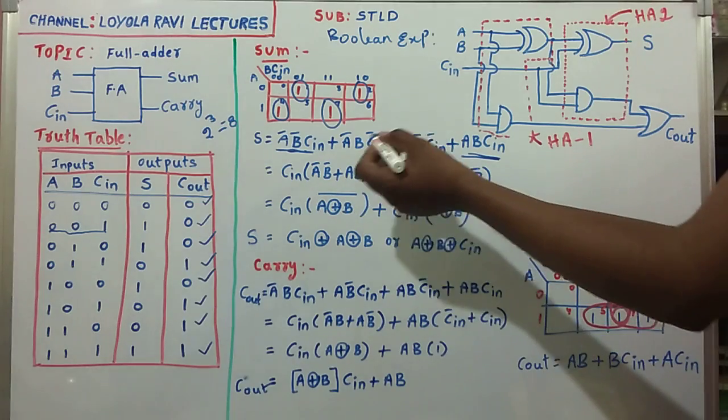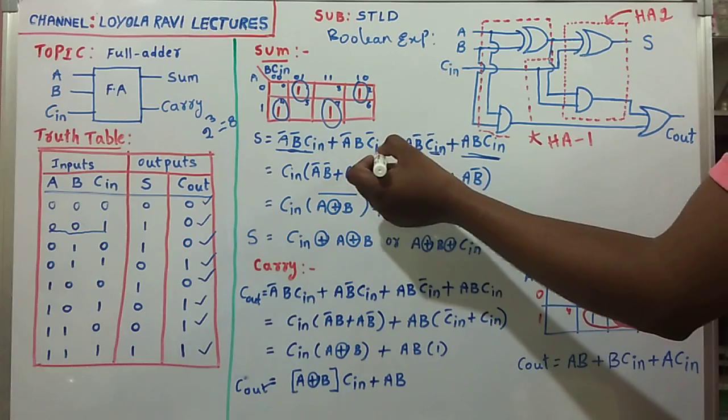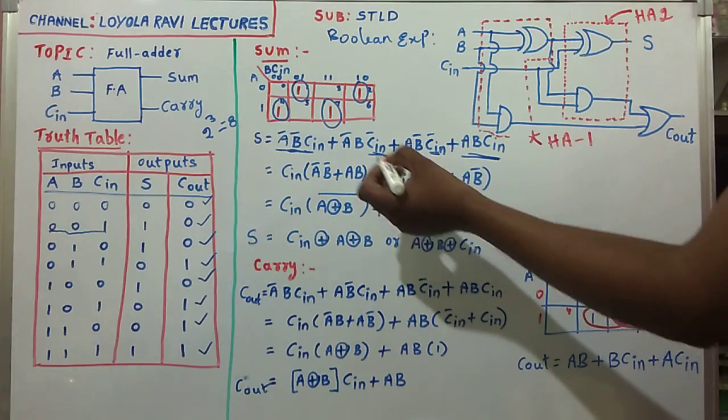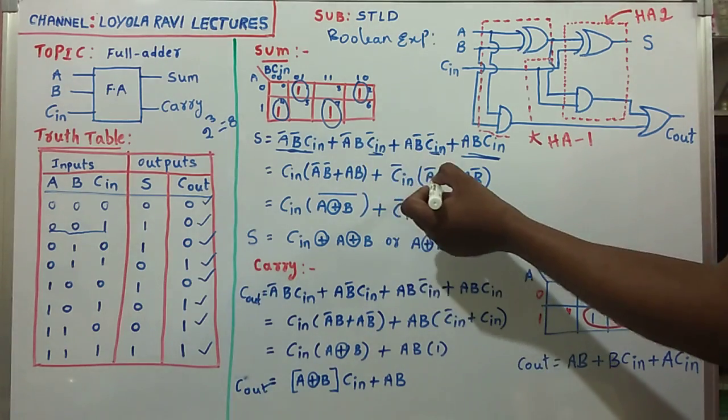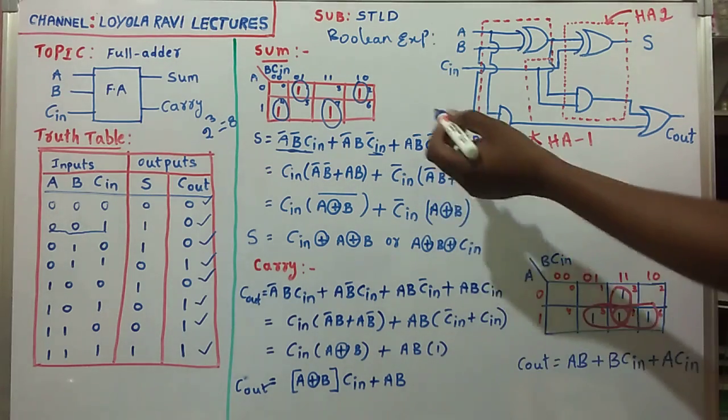Plus, in those middle terms, C in bar is common. Take C in bar. What is the remaining term? A bar B, and here AB bar. I am simplifying this expression.